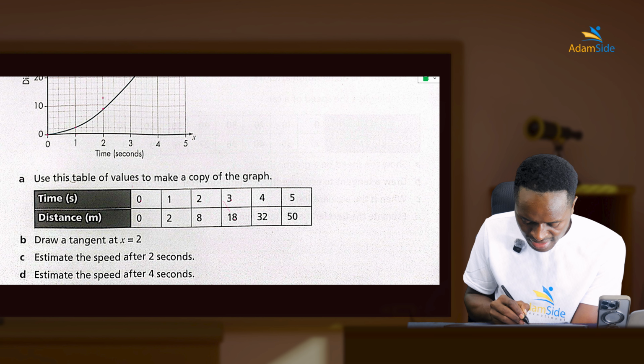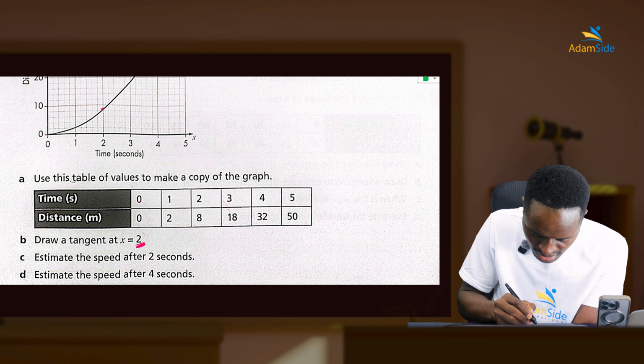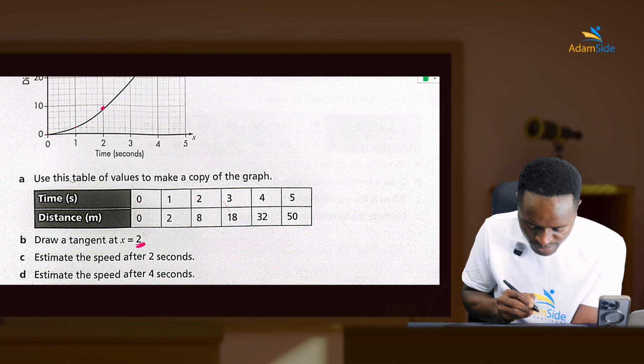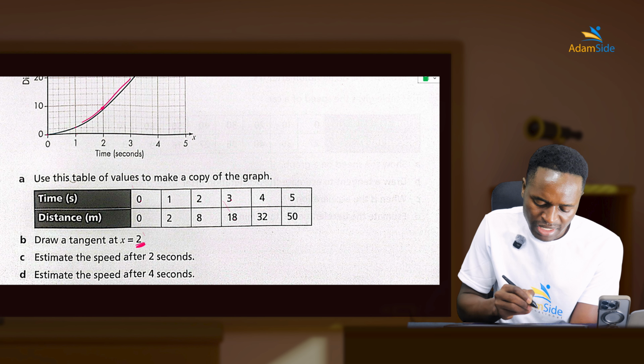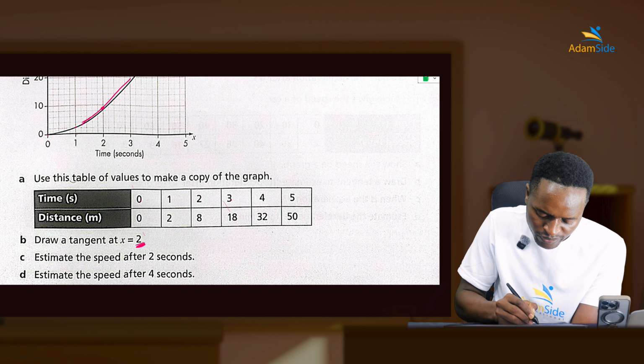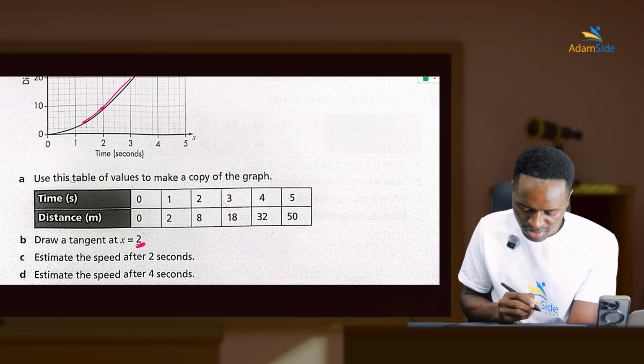Draw a tangent at x equal to 2. Go to x equal to 2 here, then draw a tangent. A tangent should only touch that point. You should draw a line that is very straight, not like mine.